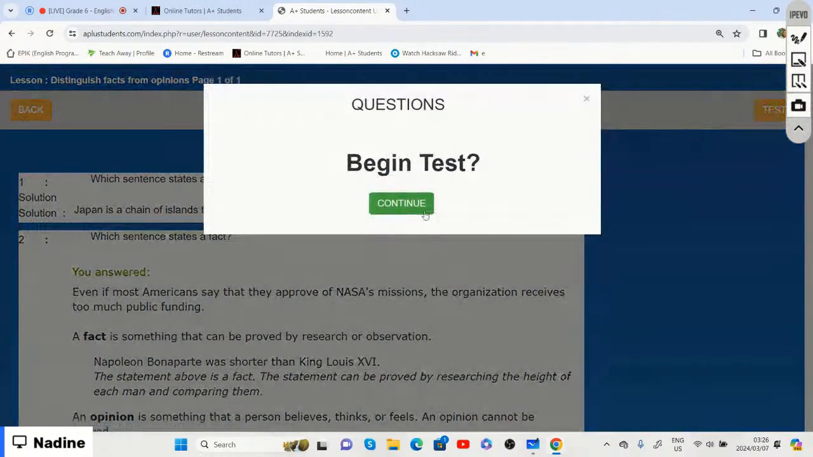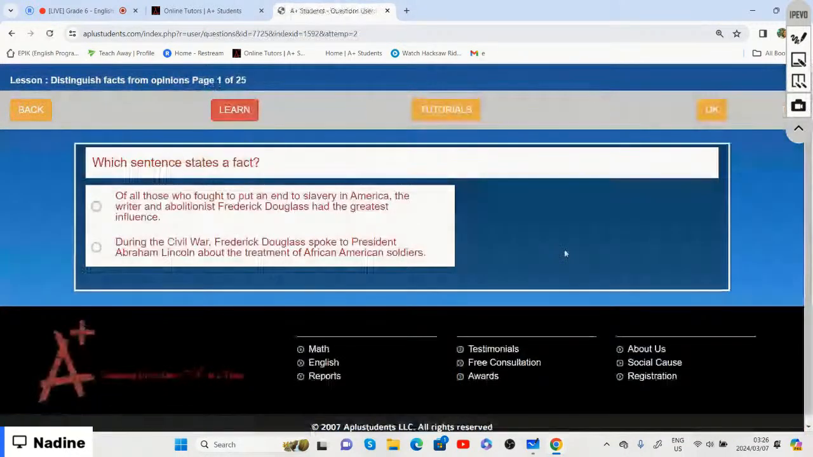So now let's go to our test, right? It says, which sentence states a fact? Which sentence states a fact? It says, of all those who fought to put an end to slavery in America, the writer and abolitionist Frederick Douglass had the greatest influence.